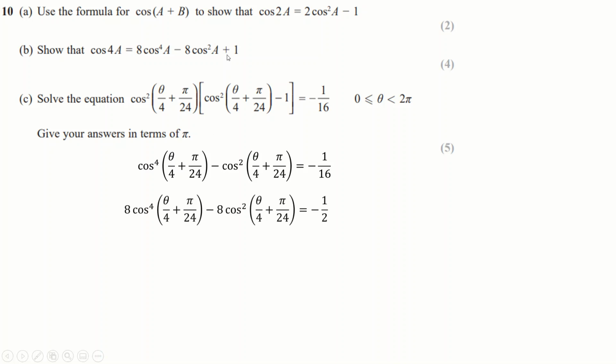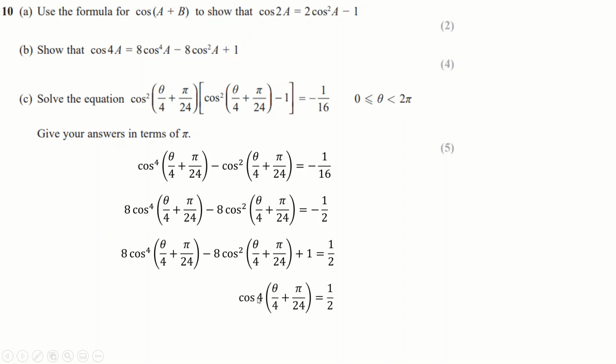And it's still not quite right because I need a plus 1 here. So let's just add 1 to both sides. And now this thing here is exactly this thing, just with a being this. So I can say all of this side here is equal to cos of 4 times that. Now, of course, this works out quite nicely because 4 times this gives you cos of theta plus pi over 6. And now, of course, you can do cos inverse of a half. Principal solution is pi over 3 for that. Your calculator will tell you that.